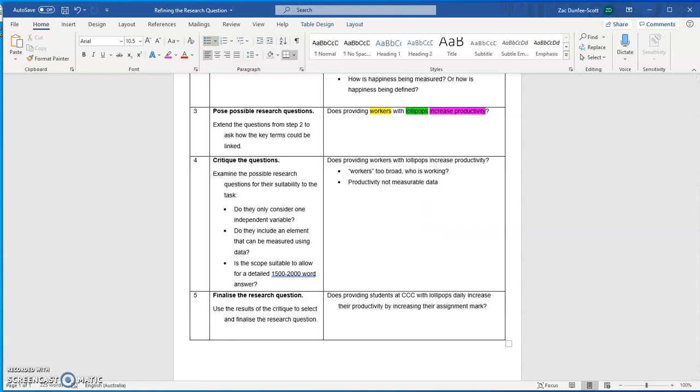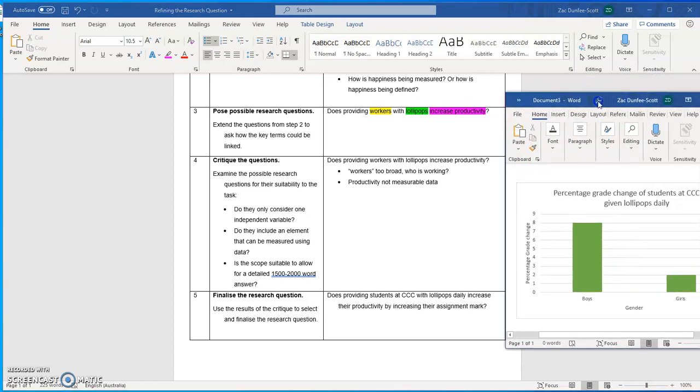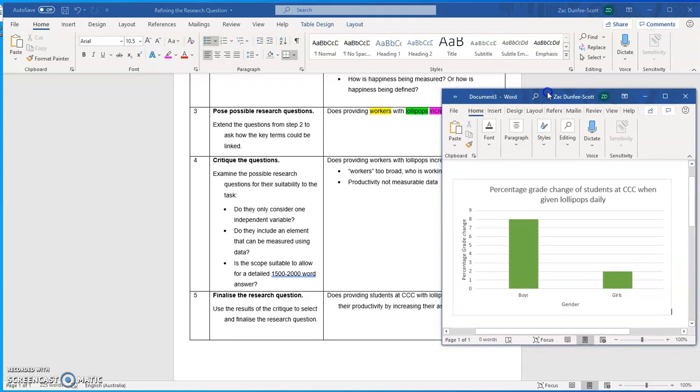Let's just say I've done that and I have gone on Google Scholar and I've found a research article and it's given me this information right here. Now, I've obviously just made this right now. And I've found this, and it's a graph showing the percentage grade change of students at Chisholm Catholic College when given lollipops daily. Okay, and I've said that they've seen the boys here. The boys, obviously, they've gone up 8% on their grades, and the girls go up only 2% on their grades when given lollipops daily. Now, that could be for multiple reasons.